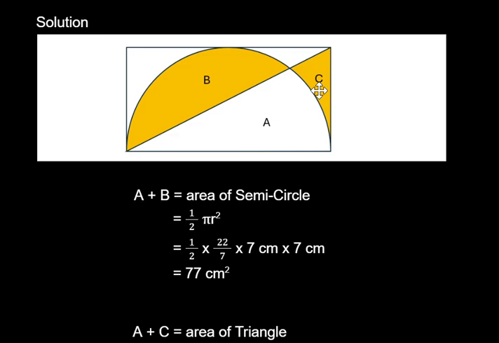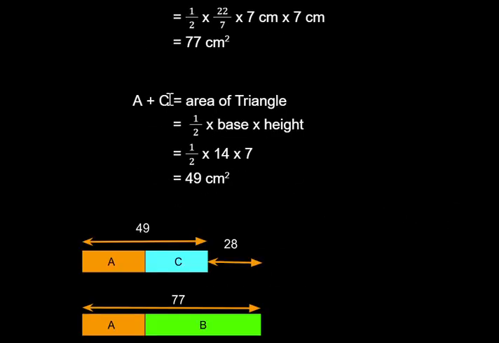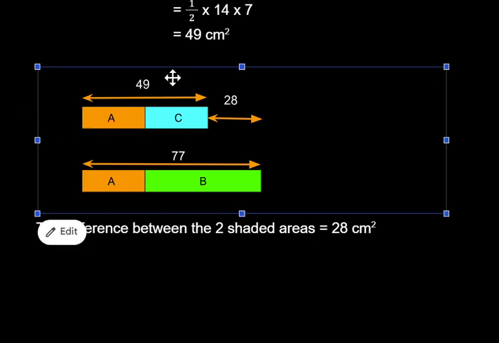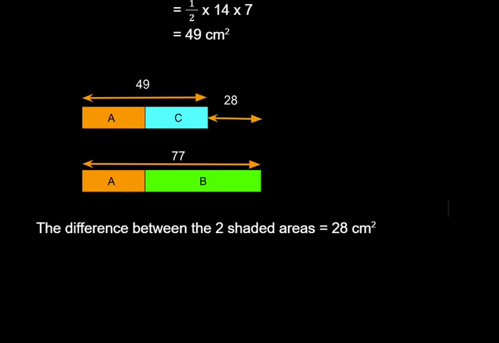A plus C is actually a triangle. So it's half base times height. A plus C is equal to the area of the triangle, half times base times height. The base is 14, the height is 7, so the total is 49. So using the concept of the fork, spoon and knife, A plus C is 49 and A plus B is 77. So the difference is 28. The difference between the two shaded areas is 28 centimeters squared.